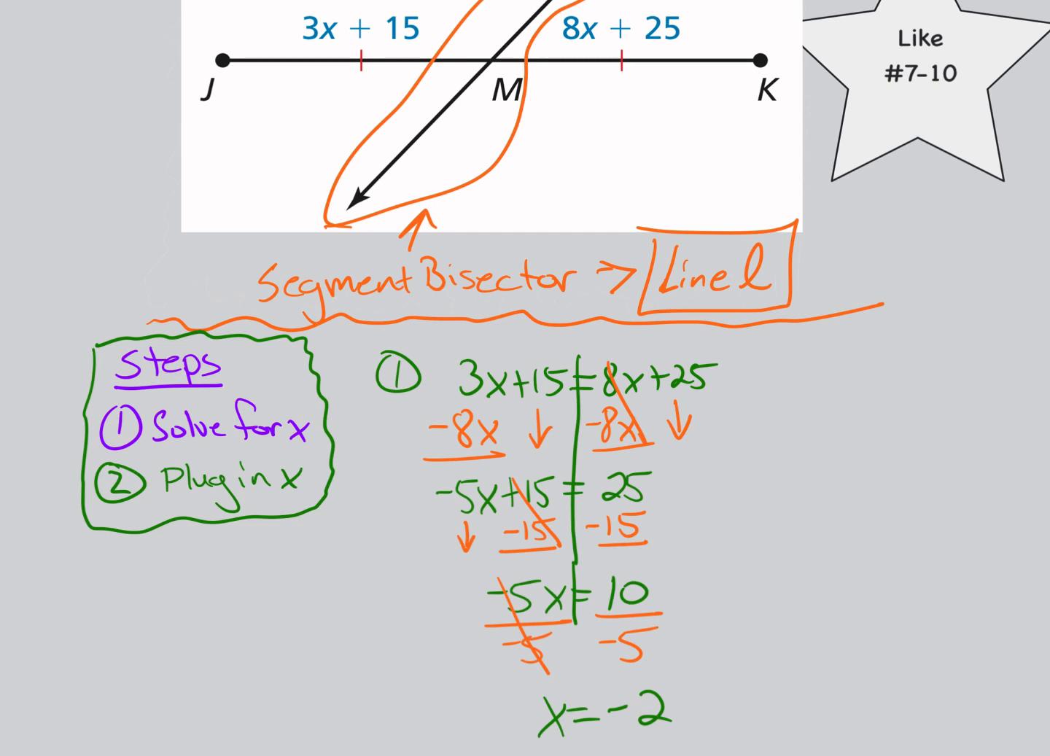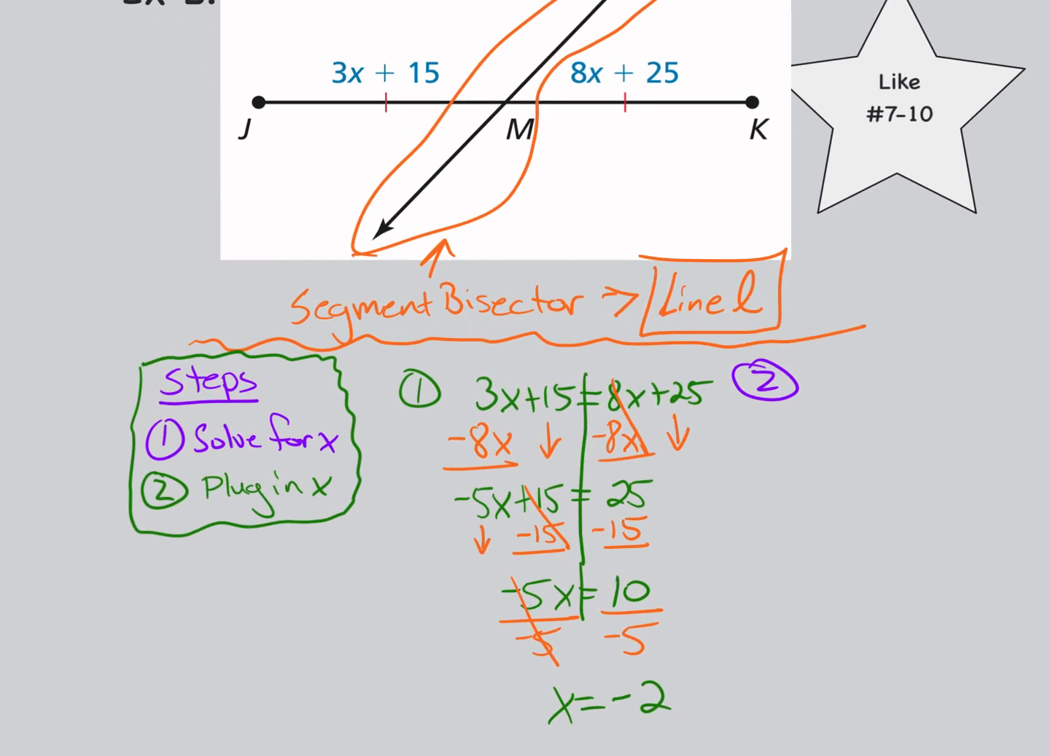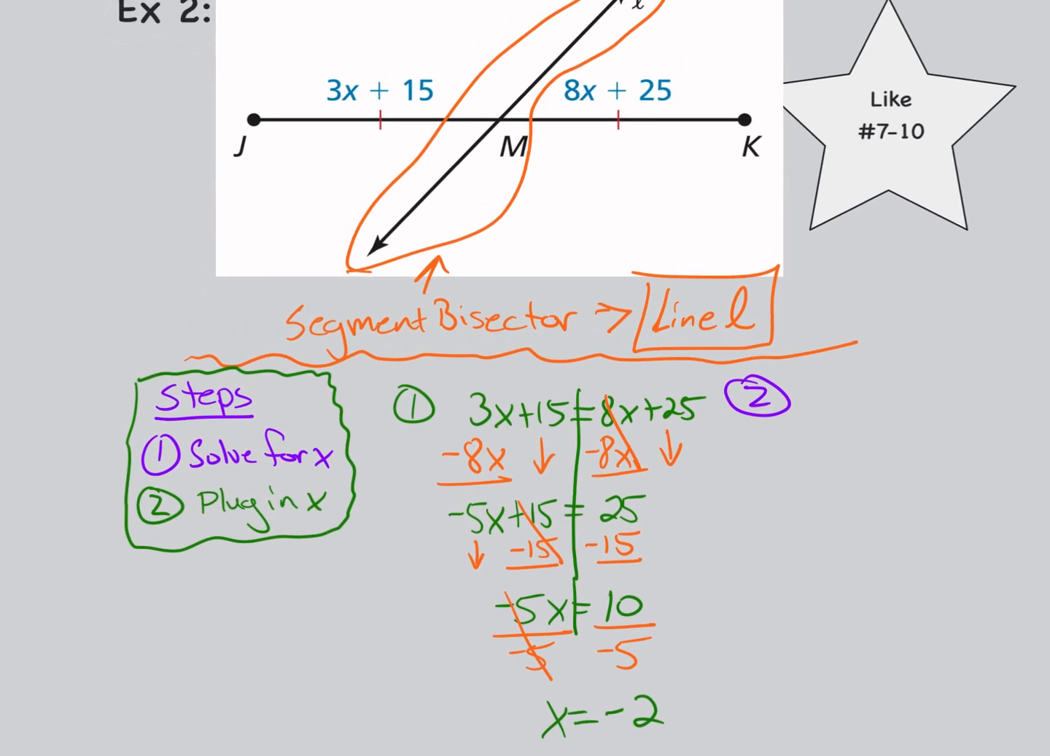That was just step 1, right? Now we need to do step 2. We're going to plug in for x. I need to take one of these equations, 3x plus 15 or 8x plus 25. It doesn't matter which one you pick, but pick one and plug in for it. Once you figure out how much that side equals, you know what the other one automatically is. You don't have to plug in for both, because if they're congruent, they're going to be equal to each other.